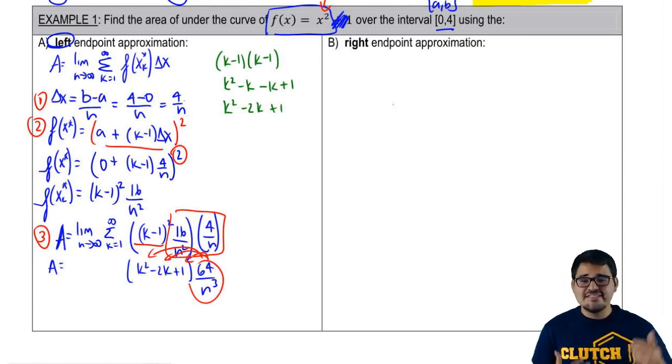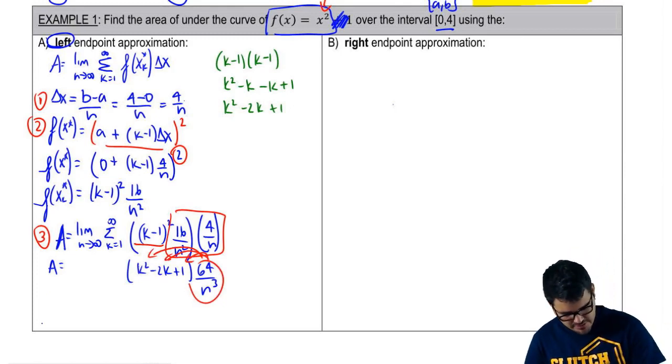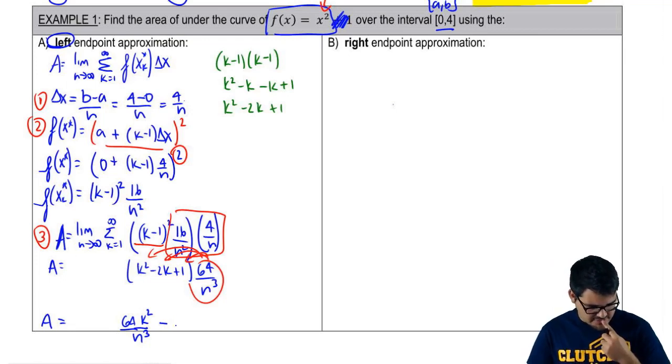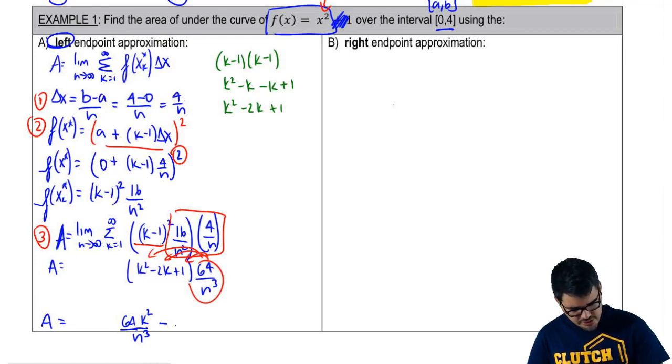So I'm trying to get the most individual terms possible in this problem. So I'm going to have my area, and then it's going to be equal to 64k squared over n cubed minus 2 times 64. 2 times 64 is 128k over n cubed, and then 64 over n cubed times 1 is just going to be plus 64 over n cubed, right?